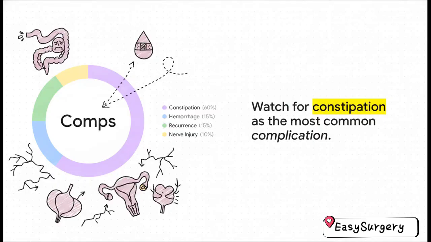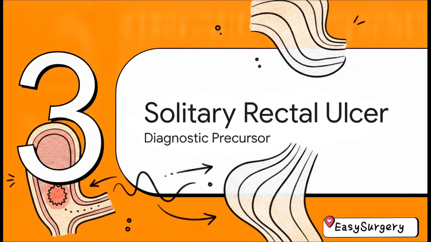But you know, no surgery is without risk, and postoperative monitoring is absolutely key here. Constipation is by far the most common complication we see. We also have to keep an eye out for hemorrhage and recurrence. Most critically, though, pelvic nerve injury is a major risk. In males, this can mean retrograde ejaculation or bladder dysfunction, and in females, it can cause erosion leading to a vaginal fistula. All right, let's pivot a bit.